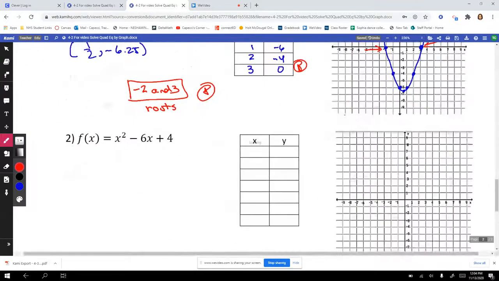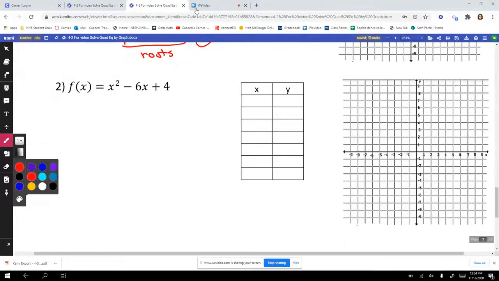All right, let's take a look at number 2. And again, we'll do the same thing. My a value is 1. My b value is -6. My c value is 4.